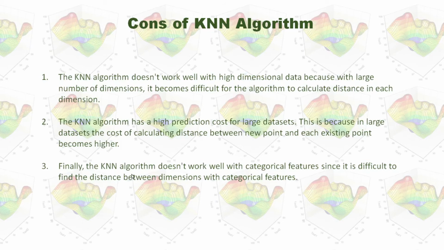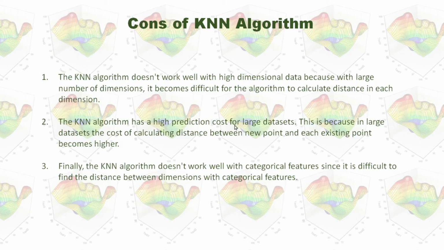Then, what are the cons of the KNN algorithm? The KNN algorithm doesn't work well with high-dimensional data because with a large number of dimensions it becomes difficult for the algorithm to calculate distance in each dimension. Also, the KNN algorithm has a high prediction cost for large datasets.